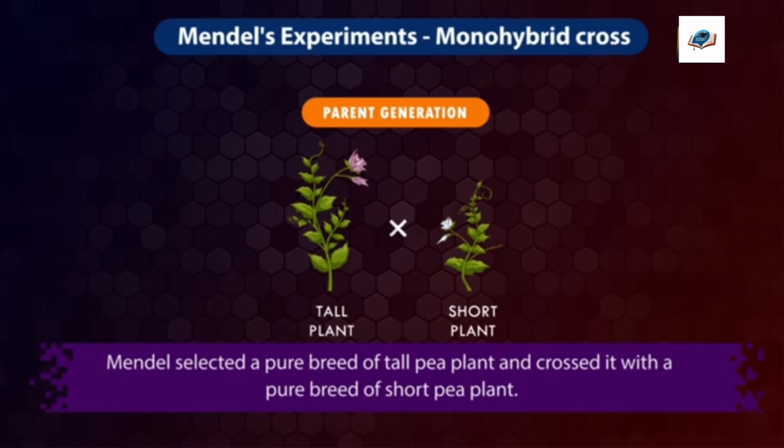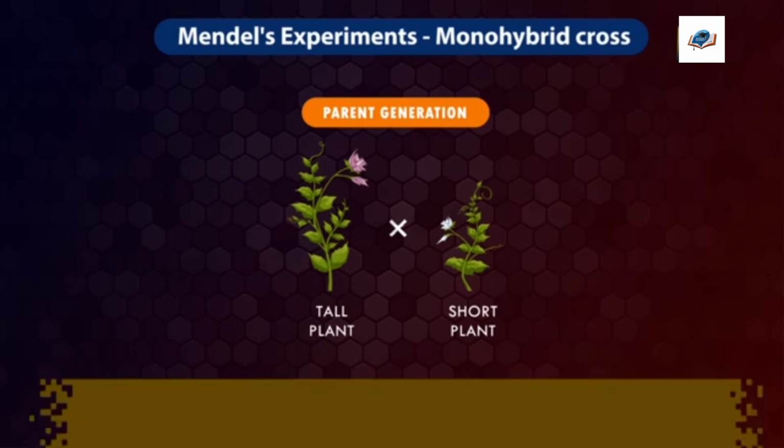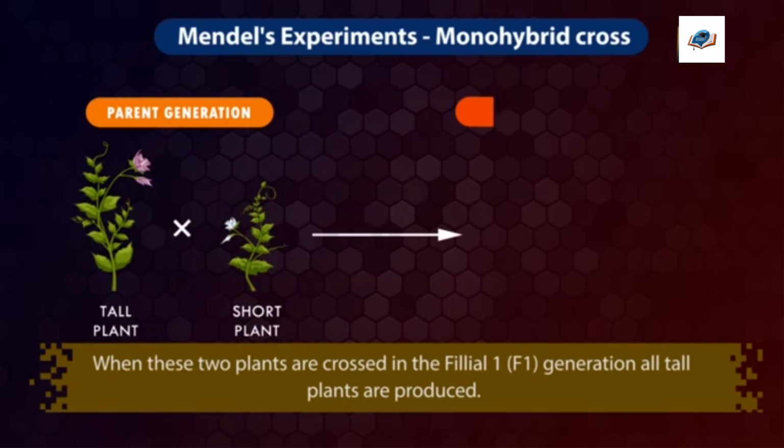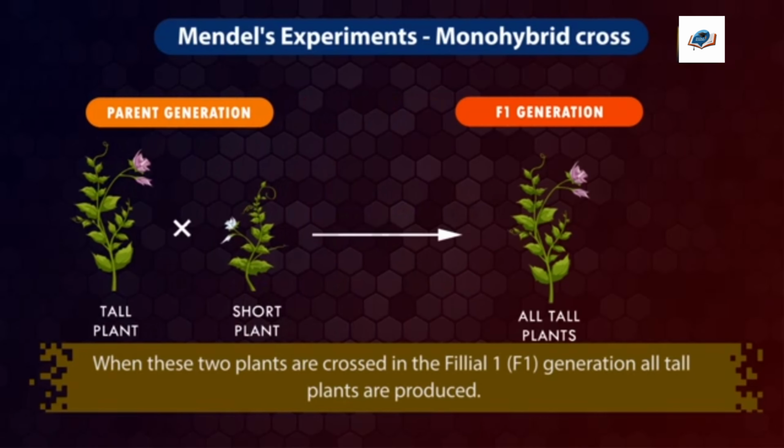Pure breed tall means both the alleles for the trait plant height are tall and tall. They are represented by capital T and capital T. Pure breed short means both the alleles for the trait plant height are short. Here they are represented by small t, small t. When these 2 plants are crossed, in the F1 generation, all tall plants are produced.